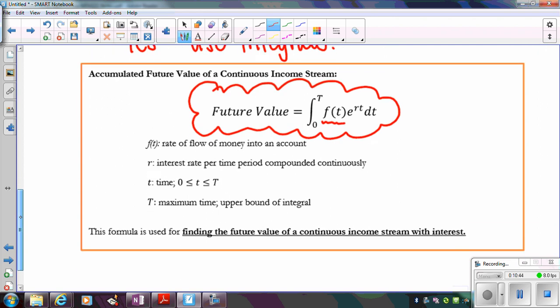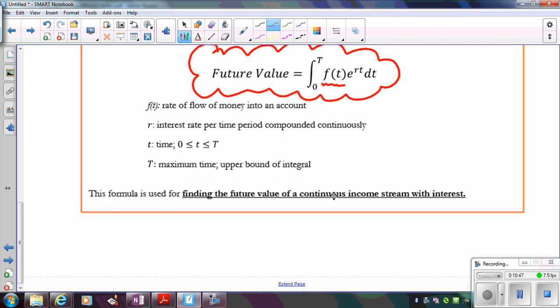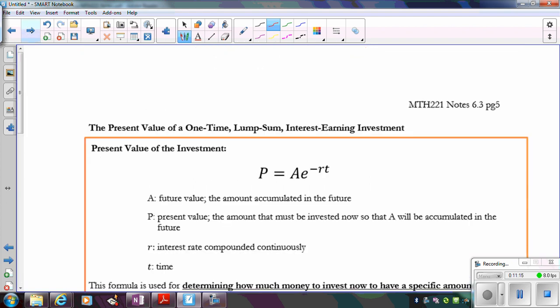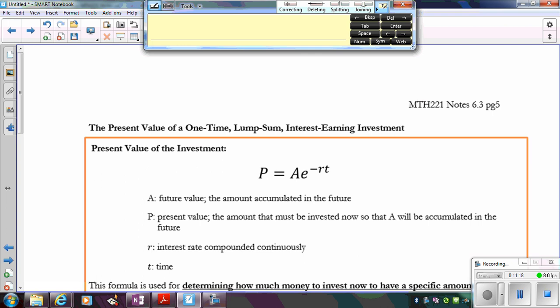So let's go ahead and look at an example. And this is what we would consider a continuous money flow with interest. So that's kind of combining what we saw. For the first problem with integrals, you use it whenever it's a continuous money flow without interest. And then we saw a one-time lump sum with interest was that PERT formula. Now we're putting those together, because what happens if you want to have a continuous money flow with interest? So that's where this comes into play. So let's go ahead and look at an example.